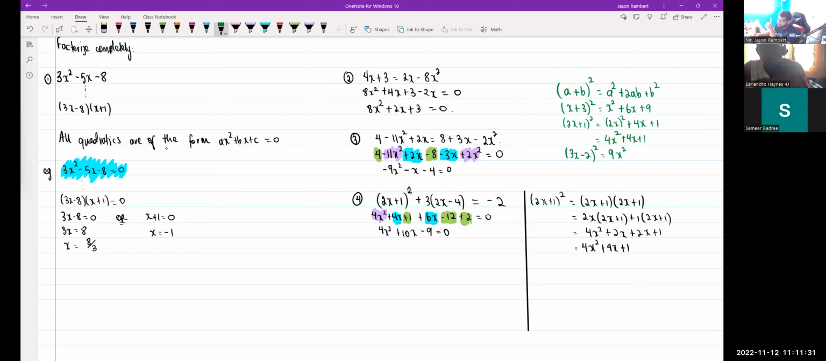Multiply the two terms by each other. Now the two terms are 3x and minus 2. 3 multiplied by minus 2 is minus 6, so 3x multiplied by minus 2 is minus 6x. Minus 6x, I'll have to multiply that by 2 now. I'll get minus 12x. And when I square the last term, I'll get plus 4.